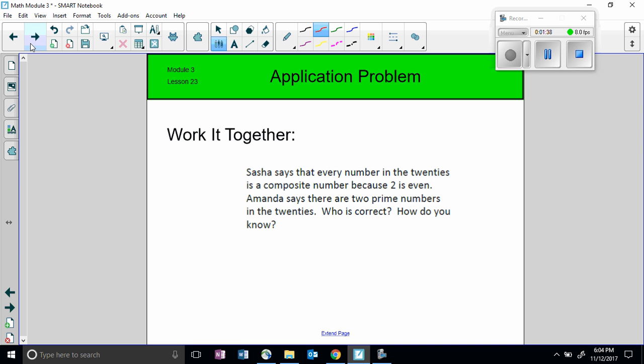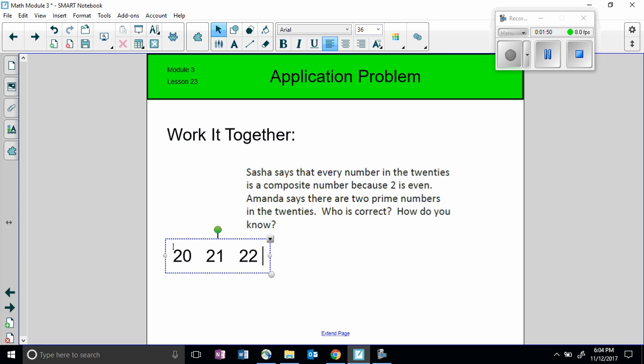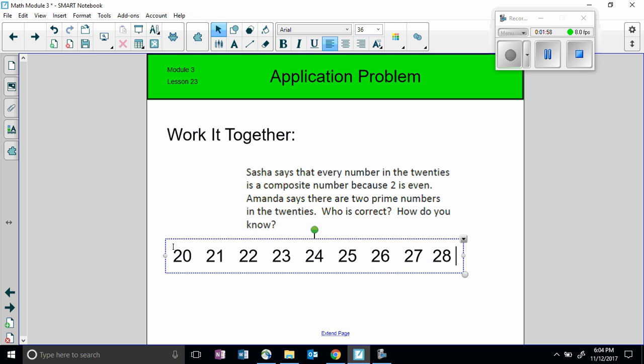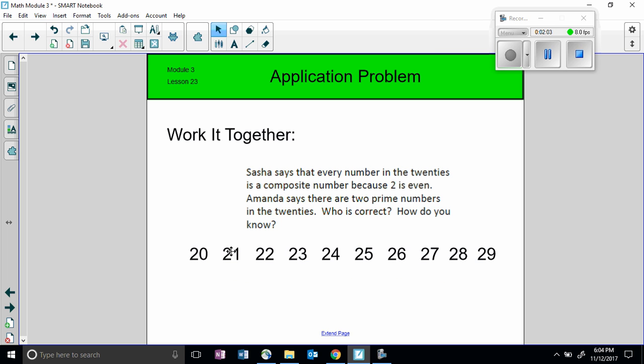All right. Sasha says that every number in the 20s is a composite number because 2 is even. So let me type that out. So she thinks 20, 21, 22, 23, 27, 28, 29. Oop, that's a 3. So all these are in the 20s, and she says all of these are composite because the 2 is even. Amanda said there are 2 prime numbers in the 20s. Who is correct? Well, let's look at Sasha's theory.